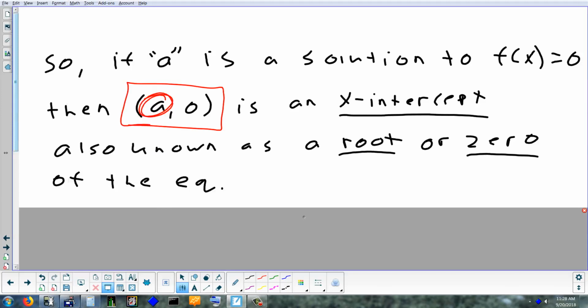So you could see a lot of different directions for a problem that mean the same thing. Find the roots of the equation. Find the zeros of the equation. Find the x-intercepts. Find where the graph crosses the x-axis. I just asked you to do the same thing 4 different ways. All the same thing.